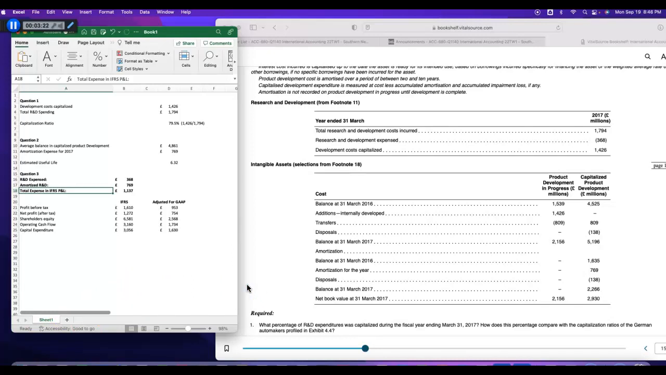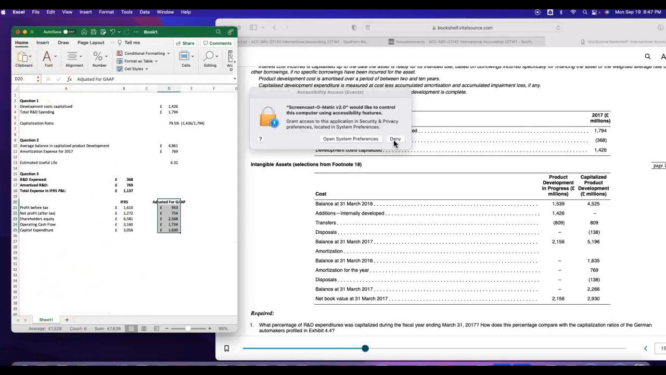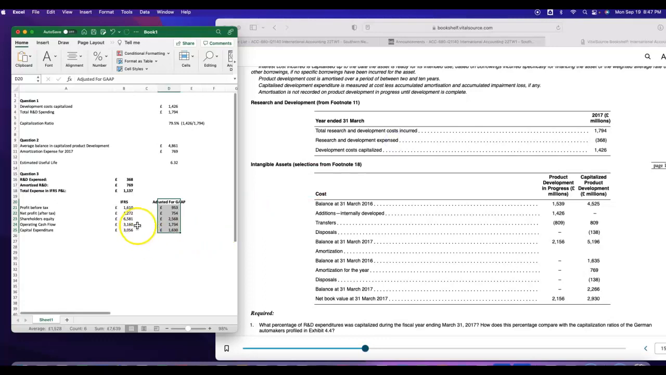Now, the concept here is you have an IFRS set of books, and you're trying to adjust that to get it back to generally accepted accounting principles. That's all we're trying to do. So try not to overthink it. So let's look at each one of these.